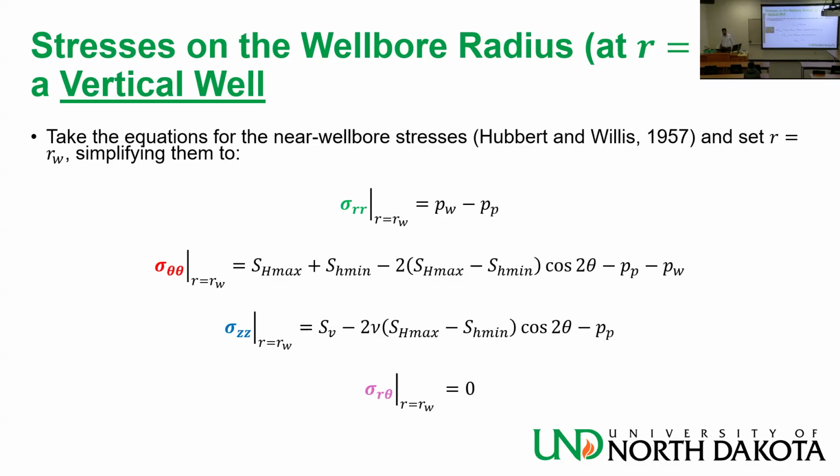I will write it. Sigma RR is going to T. The tensile failure criterion: sigma 3 less than minus T, right? Okay. So how do I incorporate that mathematically?